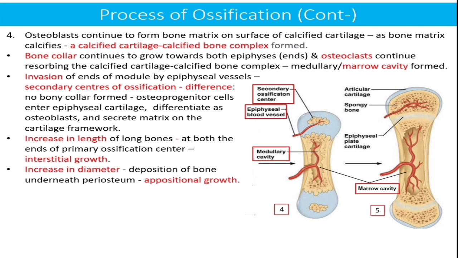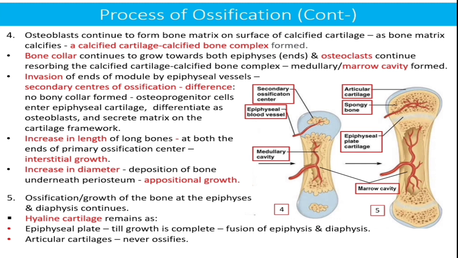Invasion of the ends of the model by epiphyseal vessels leads to formation of the secondary center of ossification, which differs from the primary ossification center as no bony collar is formed. Osteoprogenitor cells enter the epiphyseal cartilage, differentiate as osteoblasts, and secrete matrix on the cartilage framework. Increase in length of the long bone at both ends of the primary ossification center is named interstitial growth, whereas increase in diameter by deposition of bone underneath the periosteum is termed appositional growth.